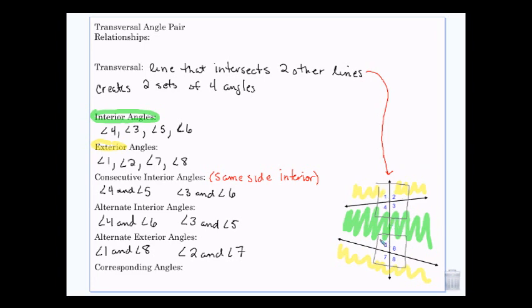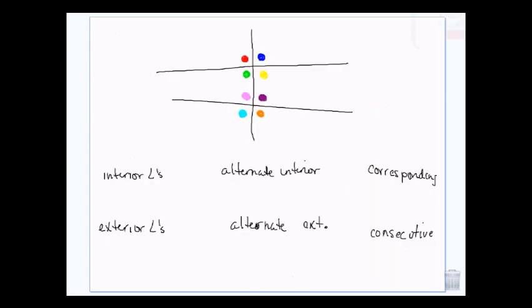Corresponding angles are going to be in the same part. So you have angle 1 and angle 5. So see how they're both in the top left corner? And then you have angle 2 and angle 6 because they're both in the top right corner. Angle 4 and angle 7 are both in the bottom left corner. And then finally you have angle 3 and angle 8 because they're in the bottom right hand corner.